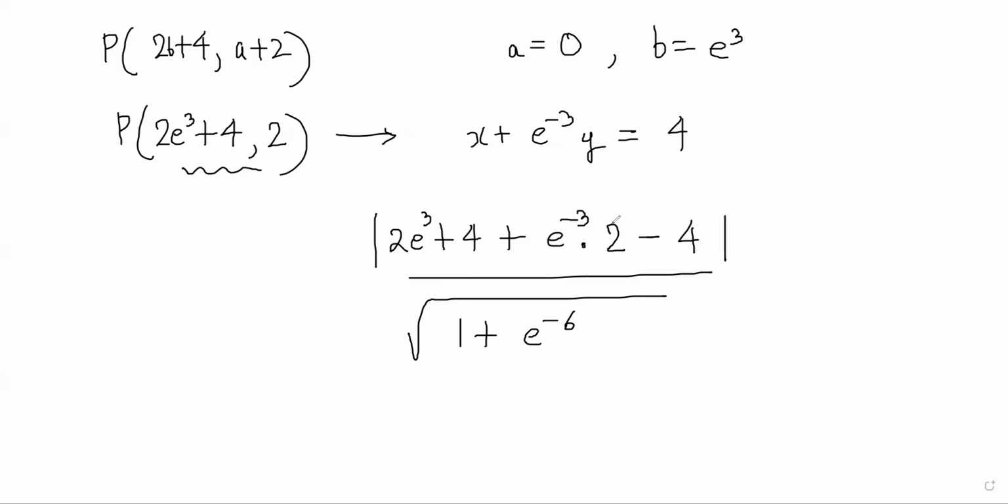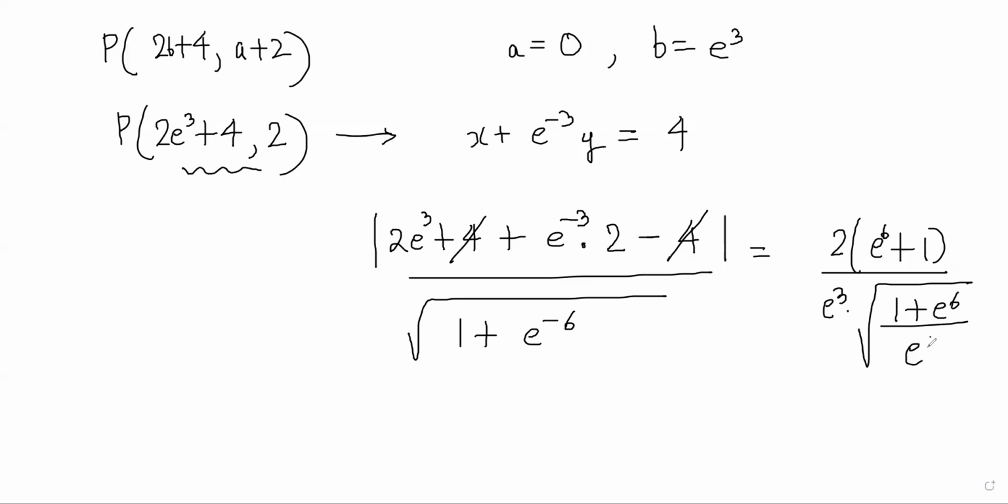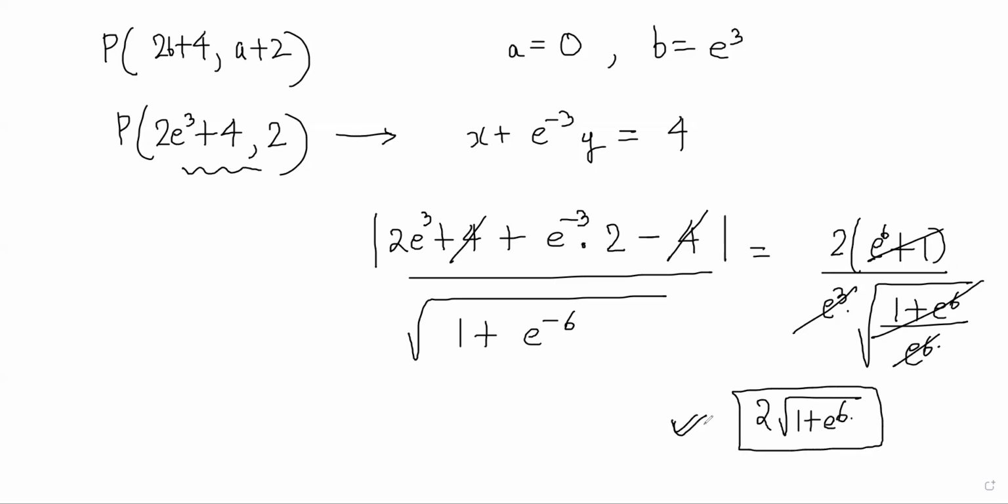Notice that this 4 and this 4 get cancelled and you are getting 2 times e power 6 plus 1 by e power 3, and here you are getting 1 plus e power 6 by e power 6, right? So e power 3 cancels here and this cancels here and you're getting 2 root over 1 plus e power 6. Correct? That becomes your answer. Do you understand how we have gotten it?